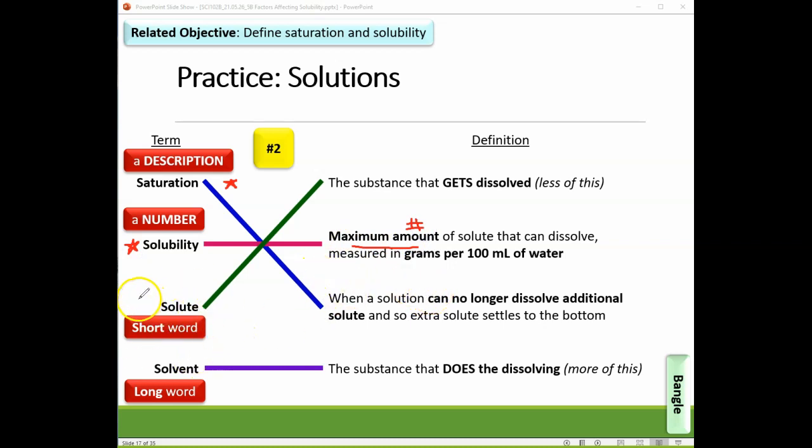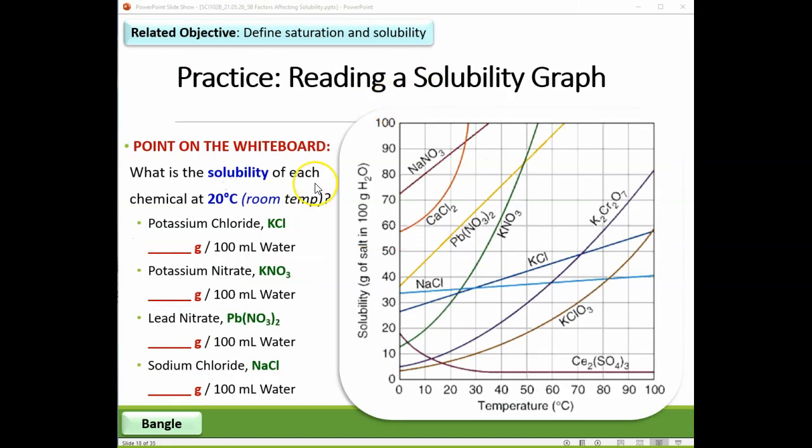Solute, again, is the short word. It only has 6 letters, and this is the substance that's getting dissolved, whereas solvent has 7 letters. It's a little bit of a longer word, and that's the thing that's actually doing the dissolving. So universal solvent would be like water, whereas solute would be like something like salt. All right, let's go ahead and take a look at our next question.